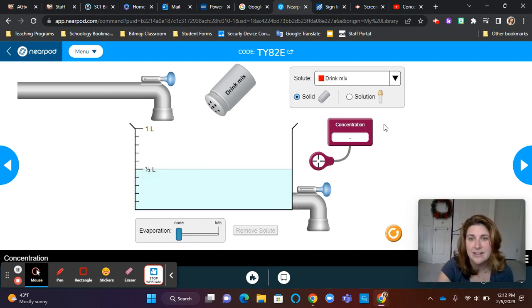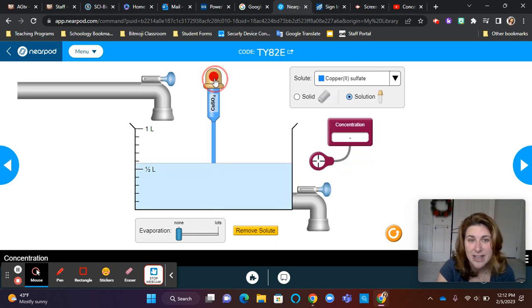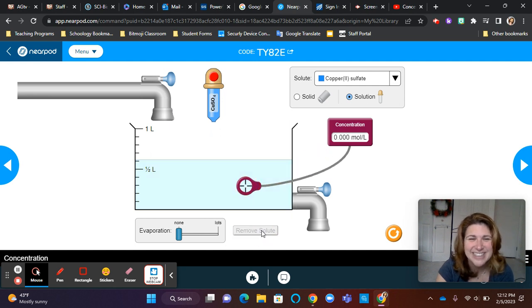If you want to change it to the solution and add a liquid in, it's the same idea, but now your solute is in liquid form. Oh, I forgot to put my concentration meter in every time. All right, reset. Add it in, add it in, add it in. Let's take some water out. What happens to my concentration? Nothing. Let's add some water in. Oh, it changes it. Add some more. I ran out. I don't have any more because it's full up to the top.